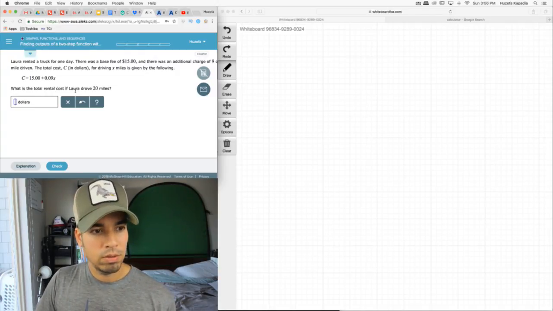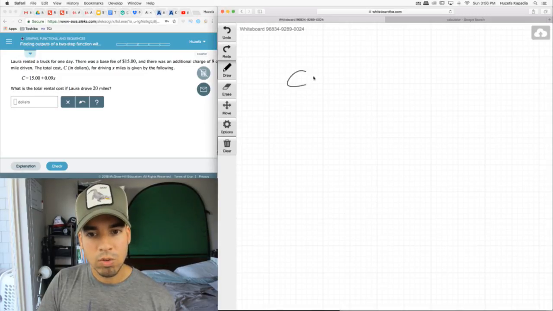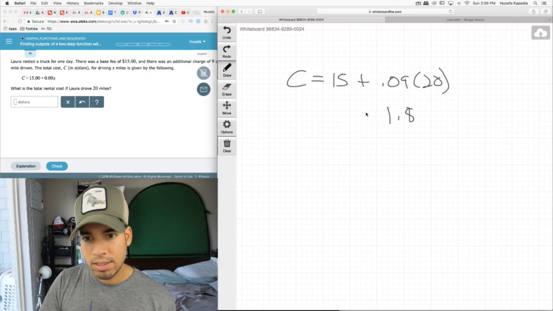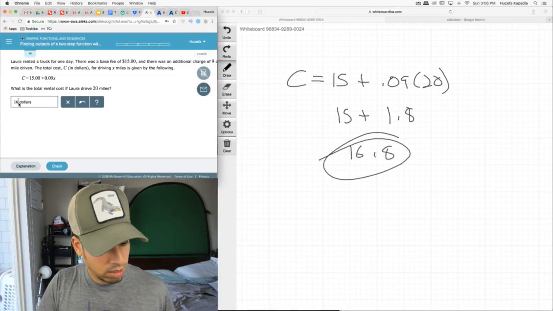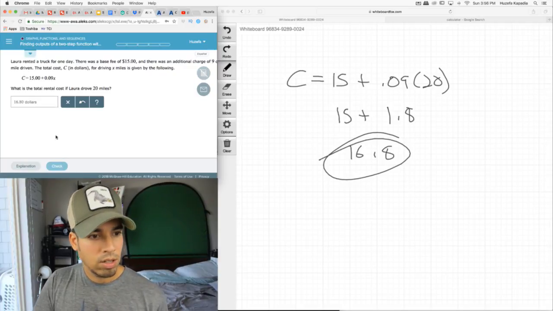All we've got to do is plug in 20 for x, because x represents the miles. So it's C equals 15 plus 0.09 times 20. 20 times this is 1.8. 15 plus 1.8 is 16.8. So it is $16.80.